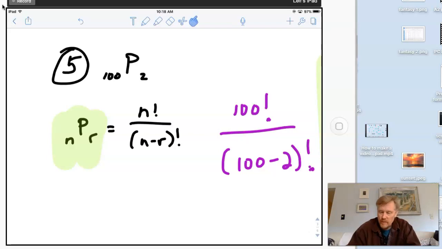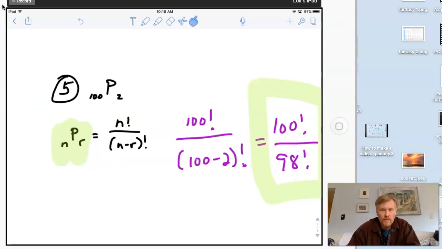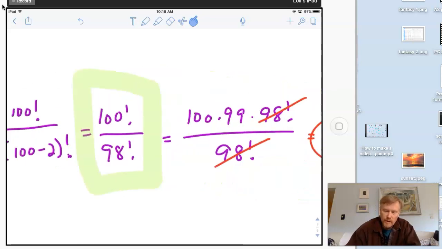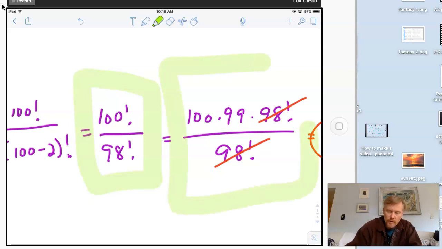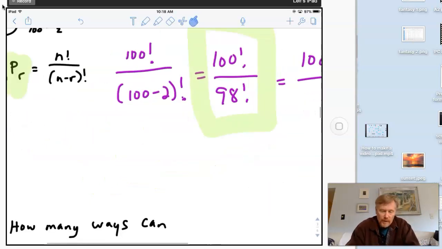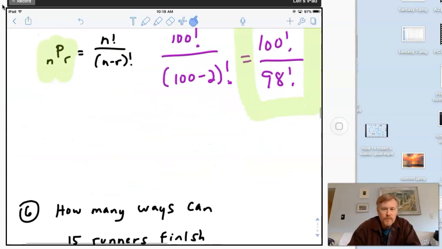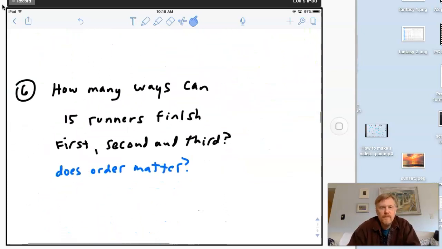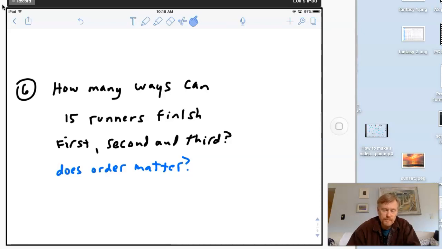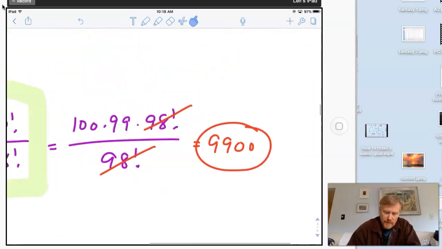But you might want to know some of this stuff too. I've been known to put questions on quizzes or tests where I'll overload your calculator just to see if you could break it down, something like this over here, and cancel out the 98s, for example. But anyway, yeah, calculators are a nice tool if you know how to use them. Okay, so number 6. Did I finish solving that one? Yeah, I did 9900. Okay.